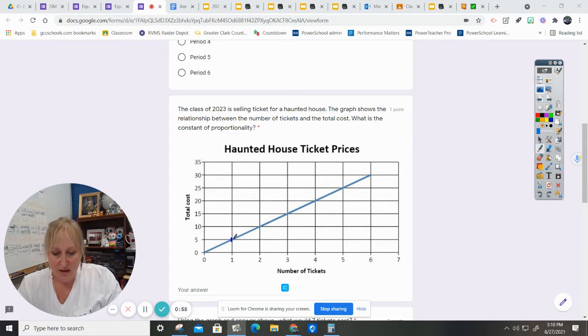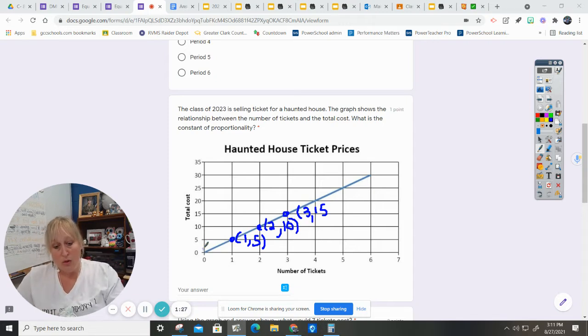answer is? And I remember that a line is created by all these little points, my X and my Y. So this point happens to be 1, 5. This one happens to be 2, 10. Now I'm already starting to notice a pattern. This one is 3, 15. I know that this is proportional because it is a straight line and it is going through the origin. So this is obviously something that we know how to do.